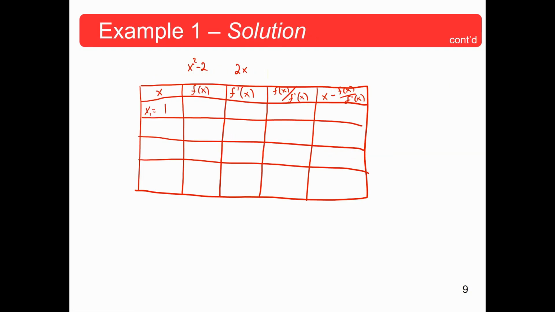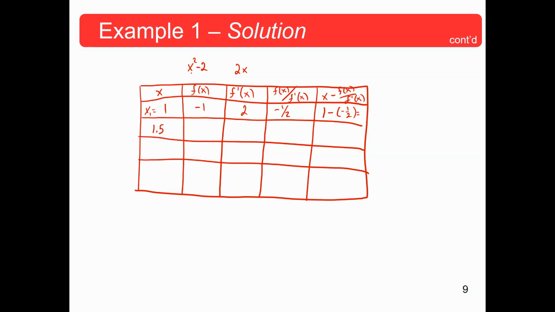1 squared is 1, minus 2 is negative 1. 2 times 1 is 2. Now I'm going to divide. Negative 1 divided by 2 is negative 1/2, right? I don't have to actually do that. And then I'm going to say, okay, x, which was 1, minus negative 1/2, which is 1 plus 1/2, which is 3/2. Or, since I'm doing decimal approximations, I can say 1.5.